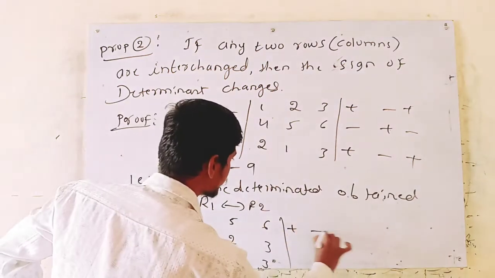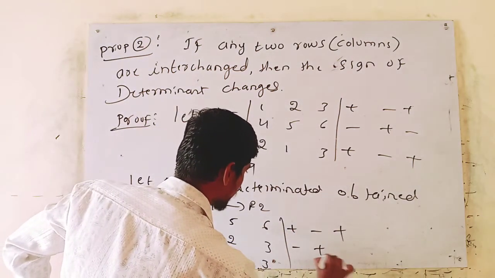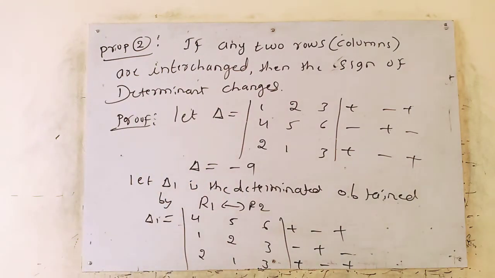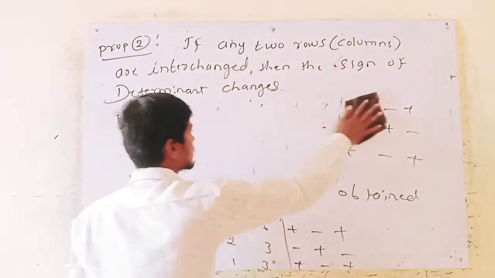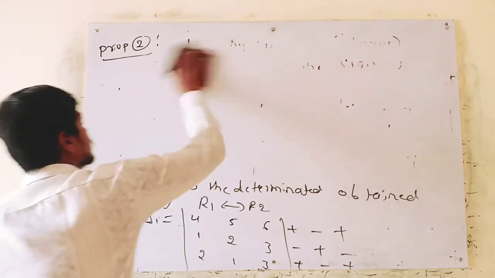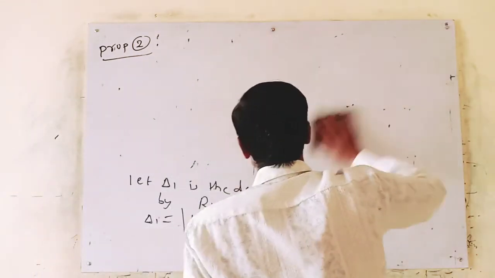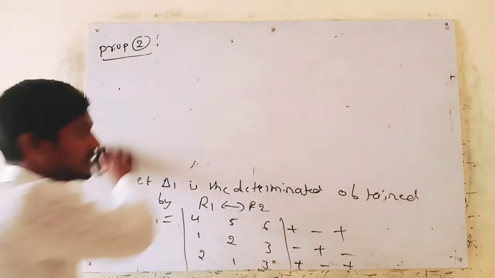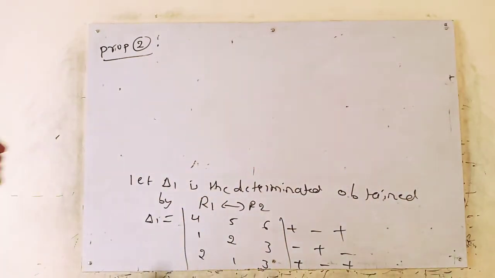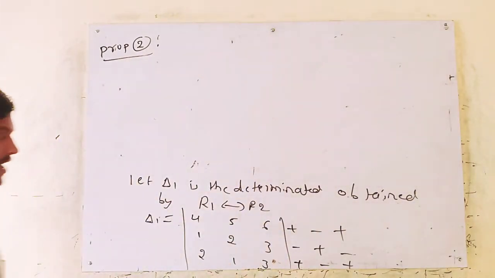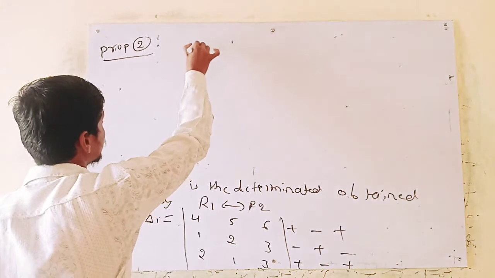Again expand this, plus minus plus minus plus minus plus minus plus. Find the value of determinant delta 1. See here, check delta 1, what is the answer? Find the value of delta 1, evaluate the value of delta 1. Therefore I will go for expanding along R1.